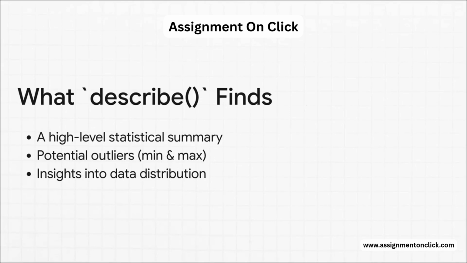So why is this so powerful? Well, you get that instant statistical overview, which is great. But even better, by looking at the min and max values, you can immediately spot potential outliers. Like, if you're looking at a column for human age and the max value is 200, you know you've got a problem to investigate. It's your first major clue about your data's quality.